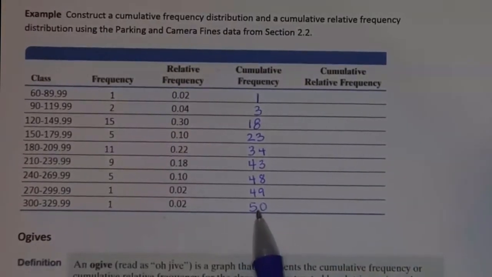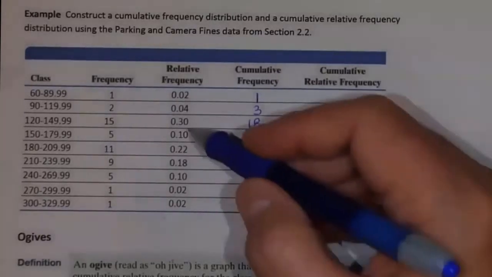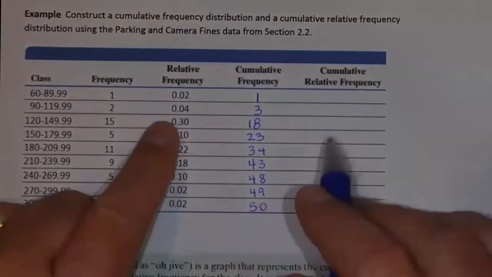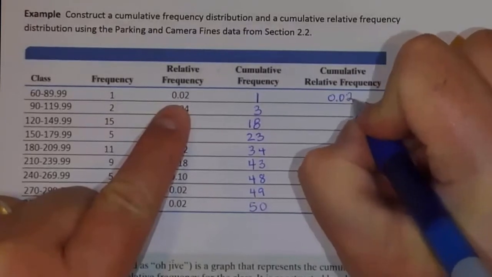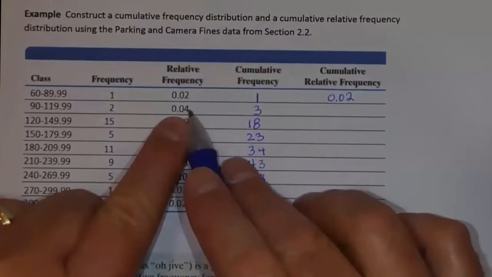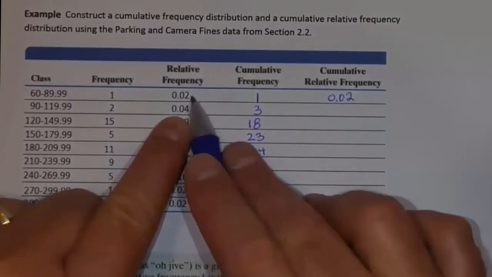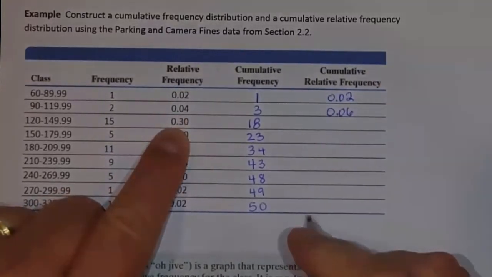The cumulative frequency of the last class should be the number of data values. So we had 50 data values, so the cumulative frequency is going to be 50 for the last class. Cumulative relative frequency works the exact same way, except using the relative frequencies. So the first class, the cumulative relative frequency is going to be just the relative frequency of the first class, 0.02. For the second class, I'm going to take its relative frequency, 0.04, plus the previous 0.02. So the cumulative frequency is 0.06.